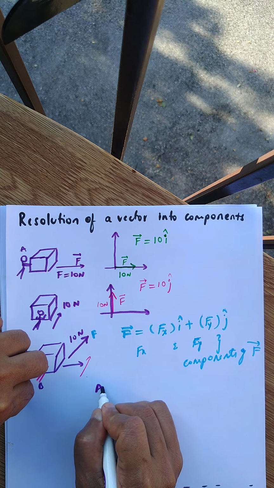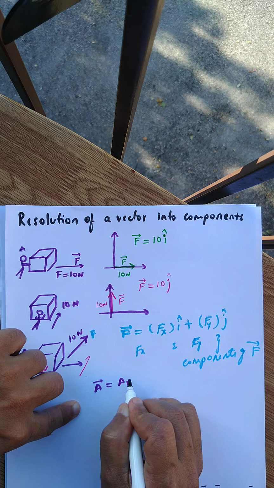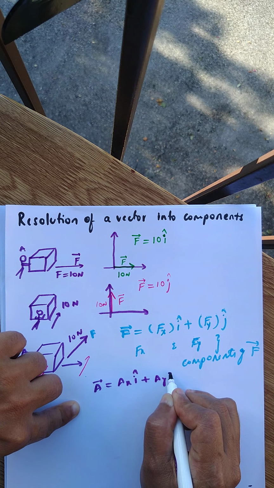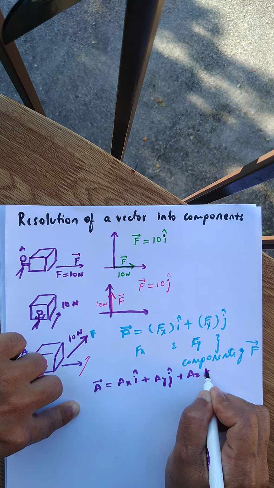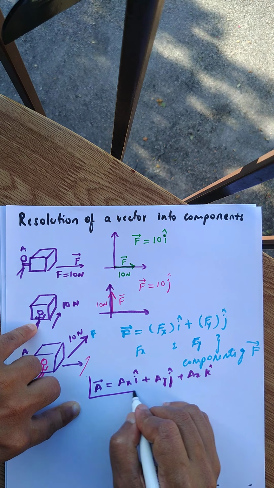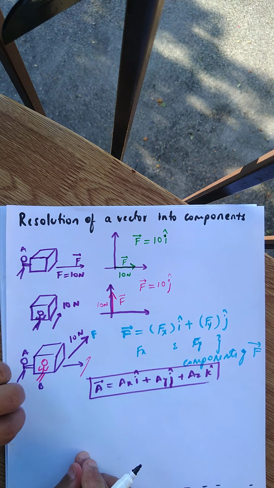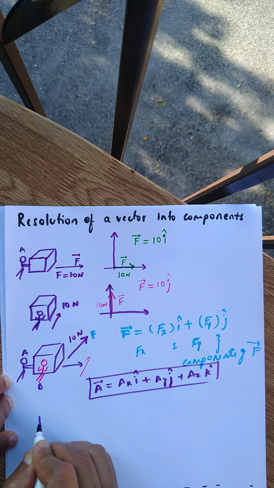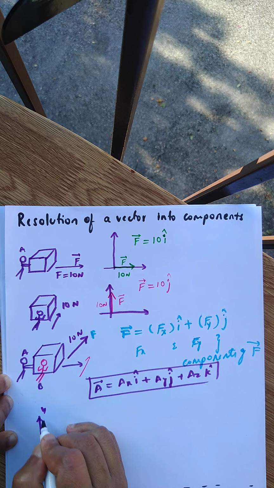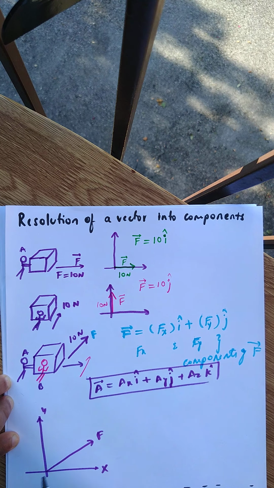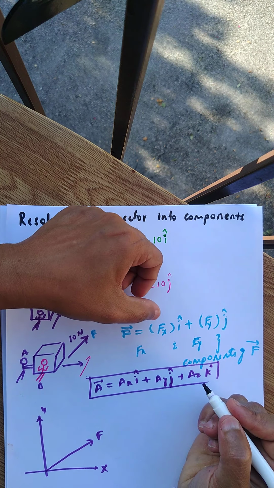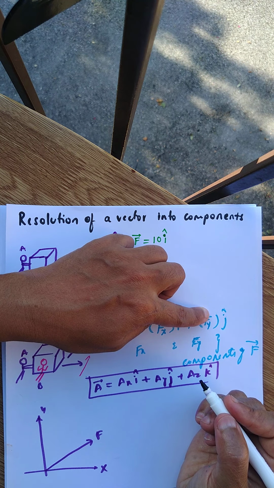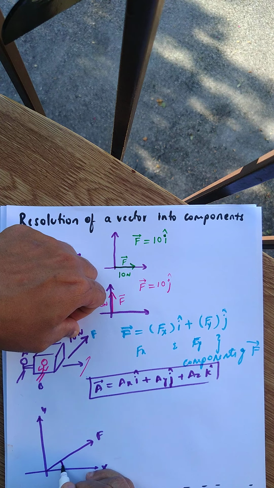If it is a three-dimensional vector, vector A, then it will have three components: Ax along the x coordinate, Ay along the y coordinate, Az along the z coordinate with a k cap. Today let us focus only on two-dimensional vectors. So again I am taking the x-axis and y-axis, and here is our force. To calculate precisely how much is the x component of force and how much is the y component out of this 10 Newton, I will need one extra piece of information.